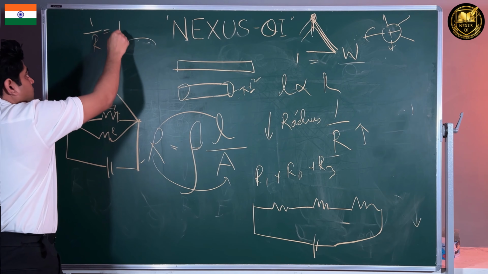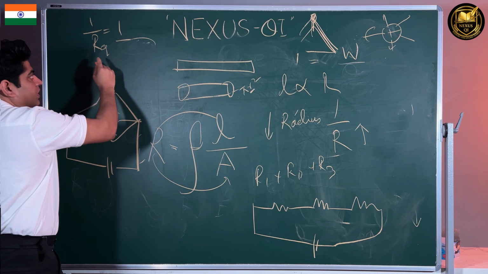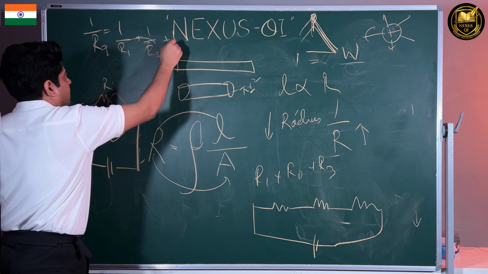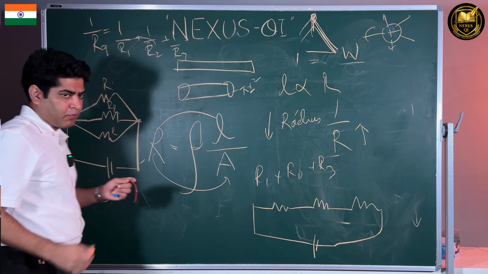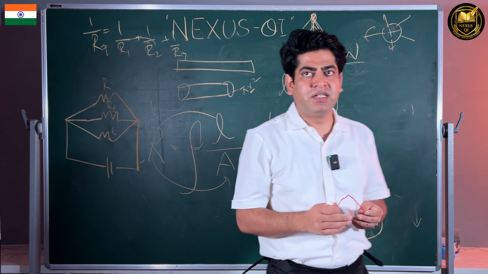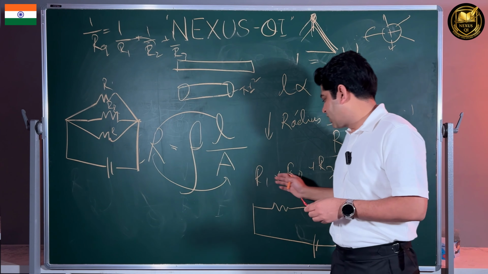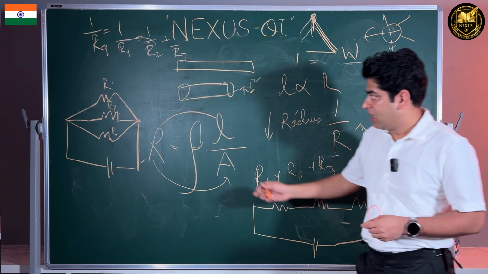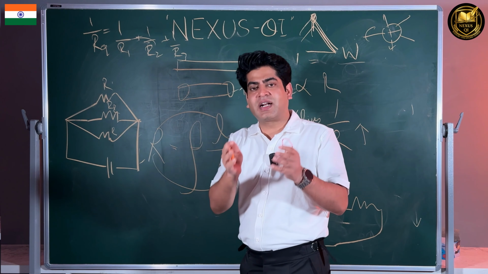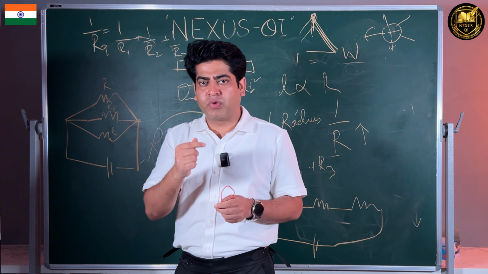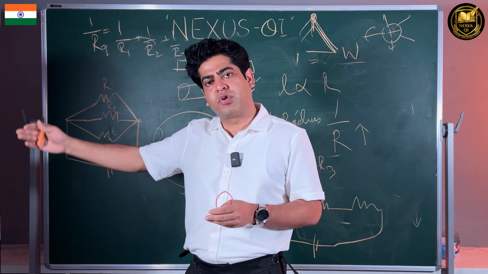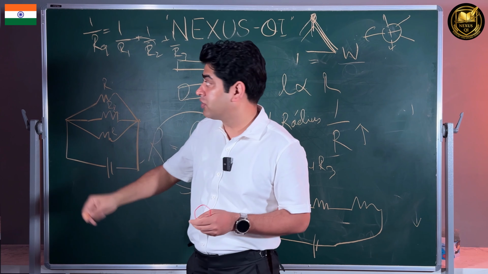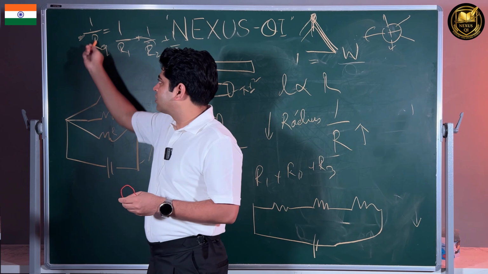1 by R equivalent is equal to 1 by R1 plus 1 by R2 plus 1 by R3. So we have only two methods. Either we can add directly. How can we add directly? By adding all the resistances, 1, 2, 3 or n number of resistances. Second, how can we add this? If resistances are attached in parallel, 1 by R1, 1 by R2 plus 1 by R3, or it will go to n number of resistances. Now, after getting the final answer, we have to reverse it, because we are getting the answer of 1 by R.